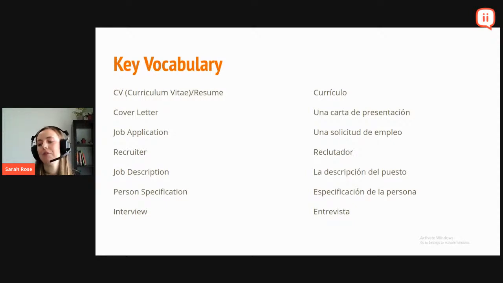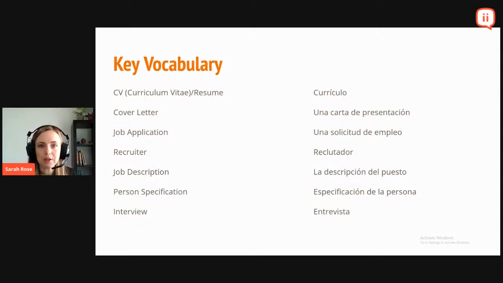And then if your application is successful, you might get an interview, la entrevista. So this is when you meet the person, you speak with them, you answer questions. The CV and cover letter, the aim of these is to get an interview. It's the first step in order to get to the interview, and it's really important.